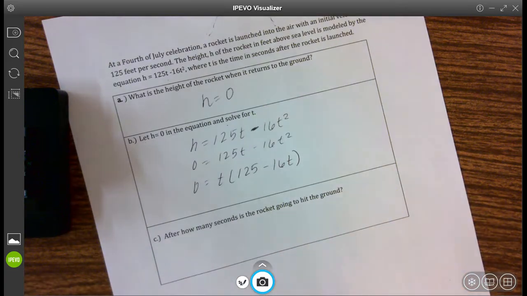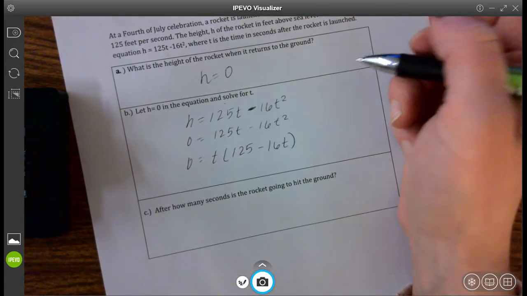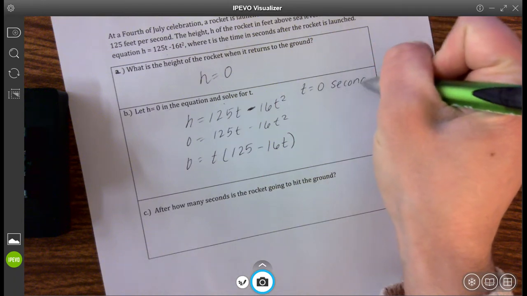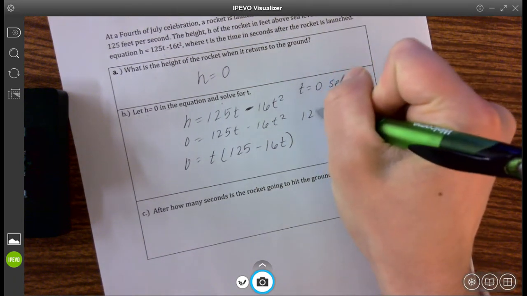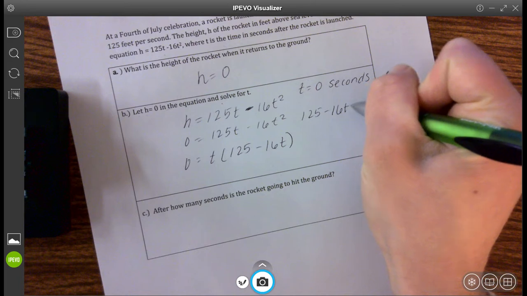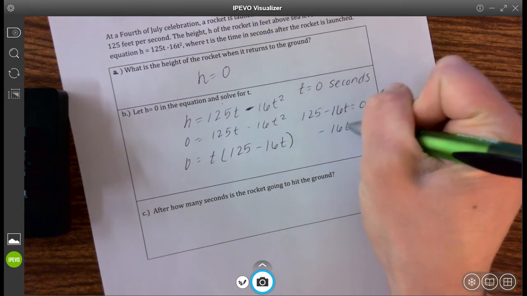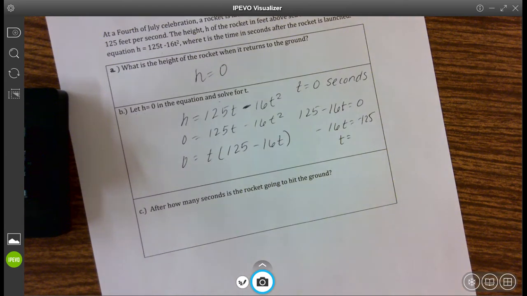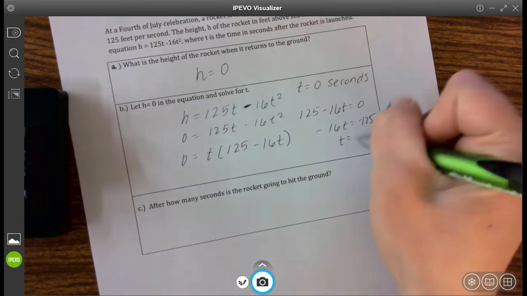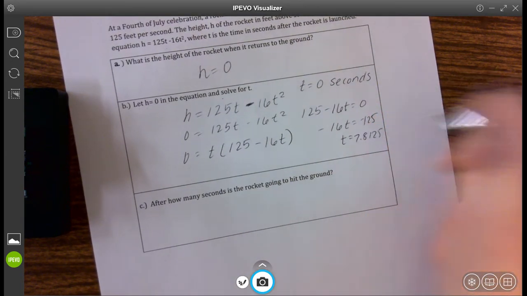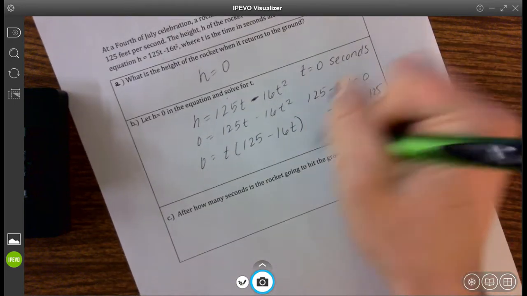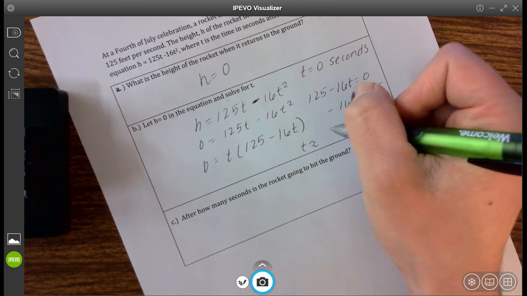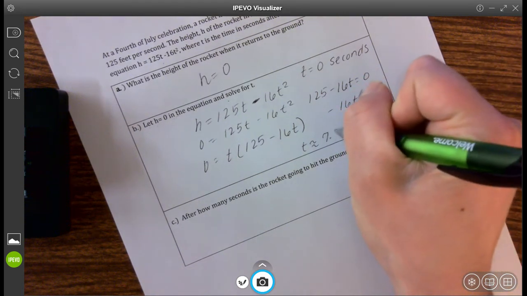All right. Zero product property says take each piece and set it equal to 0. So we have 0 seconds and 7.8125. So t is about 7.8 seconds.